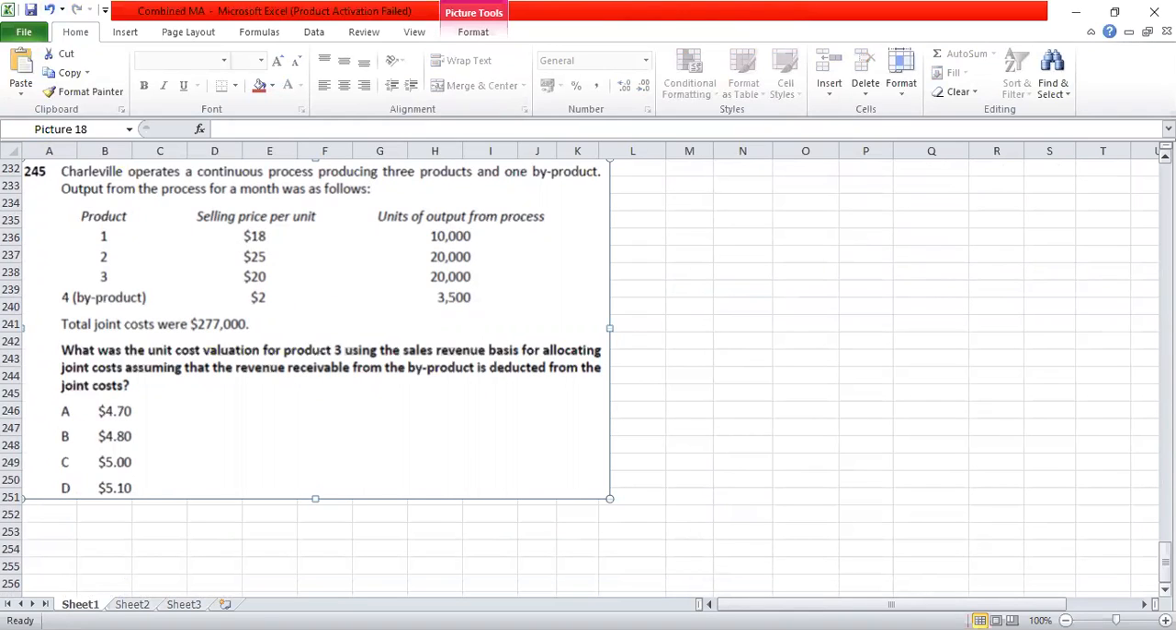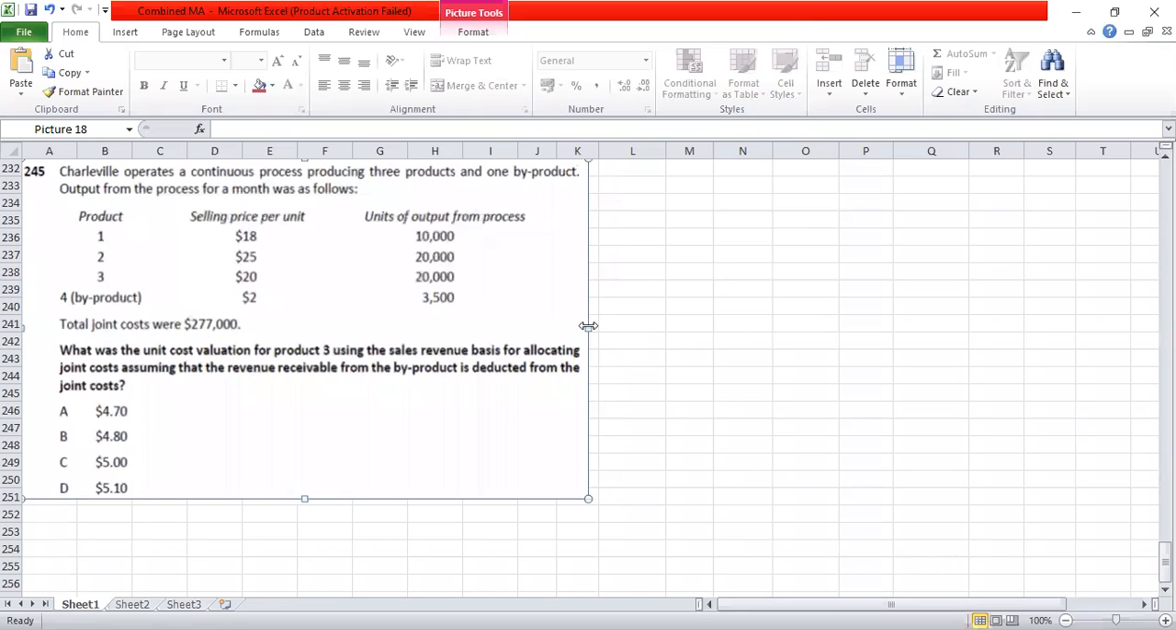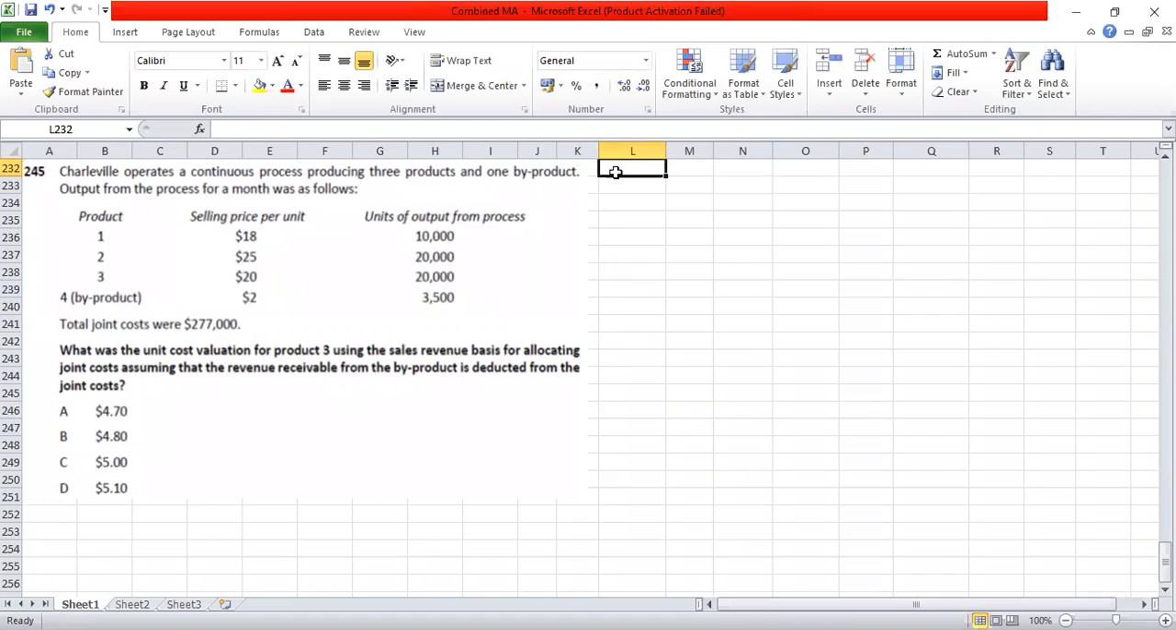The company operates a continuous process producing 3 products and 1 byproduct. Products 1, 2, 3, 4. The fourth one is a byproduct. The selling prices for all the 4 products are given. Then the units of output from the process are mentioned. The total joint cost is 277,000. What was the unit cost valuation for product 3 using the sales revenue basis for allocating joint costs, assuming that the revenues receivable from the byproduct is a deduction?